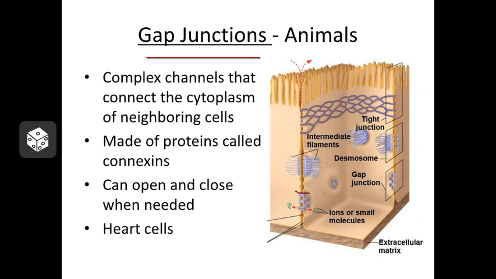Gap junctions are protein tubes that extend from the cytoplasm of one cell into the cytoplasm of the neighboring cell. This channel that it forms allows these cells to share things like hormone molecules back and forth very, very rapidly. Gap junctions are made of special proteins known as connexins.